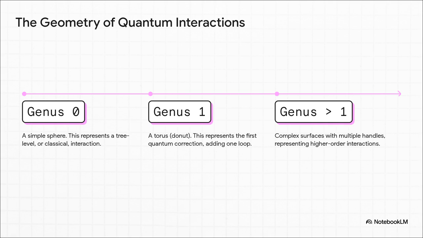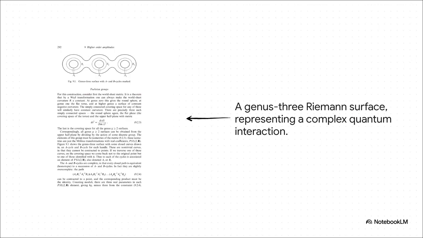And as you account for more and more complicated quantum possibilities, you just keep adding more handles. The complexity of the physics gets encoded into the geometry of the surface. It's incredible. I mean, just look at this thing. This isn't just an abstract shape. It's a picture of a really complex quantum event. Every single one of those handles represents another layer of quantum effects, another loop of virtual particles influencing the outcome.